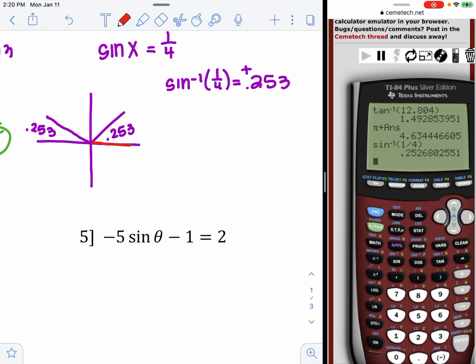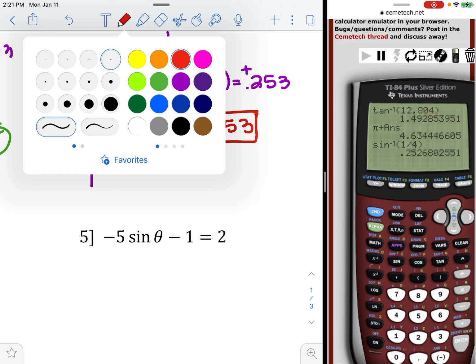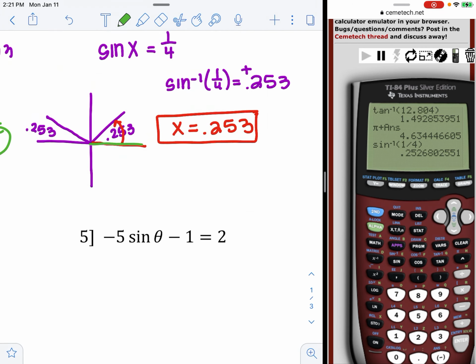Okay, so I'm going to go from the positive x-axis counterclockwise until I hit my first terminal side. So my first angle, which is not called theta, it's called x, is equal to 0.253. So there's one answer. Now I'm going to get my second angle, which is positive x-axis counterclockwise until I hit the terminal side. So I need that angle.